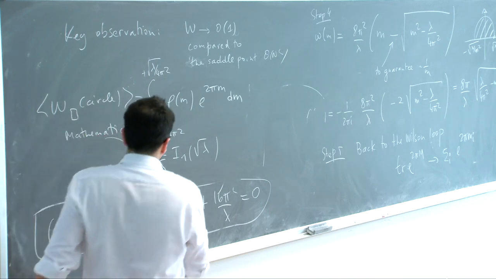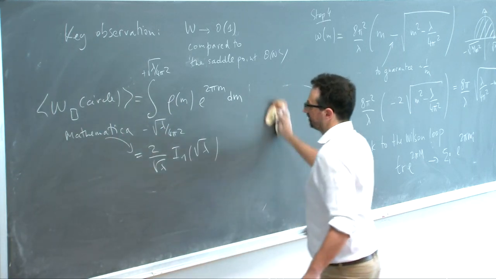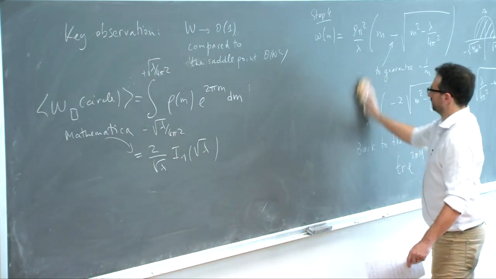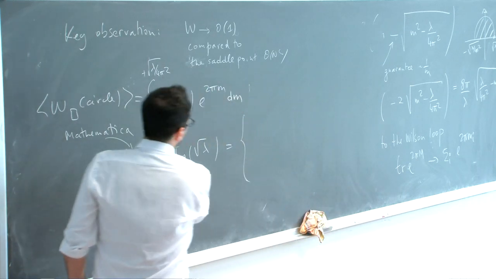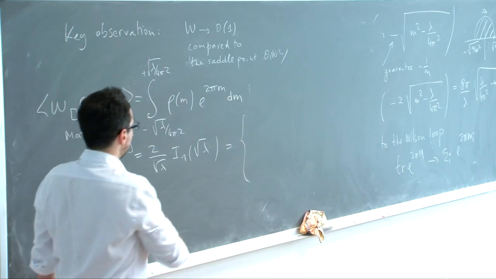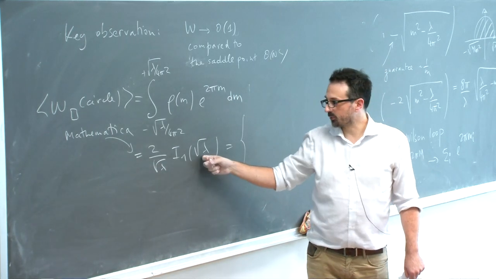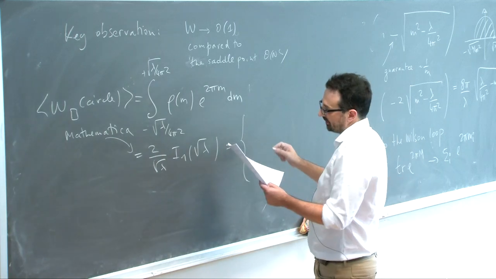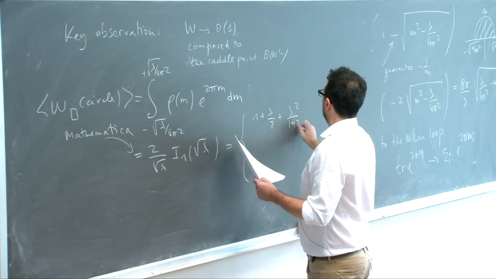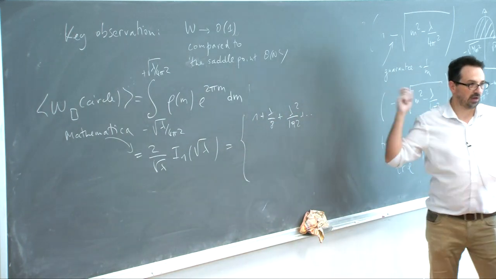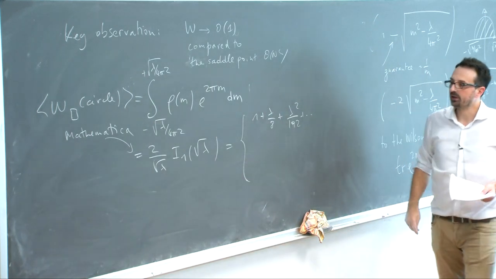Okay, now two comments on this result. There is a square root of lambda, which is kind of artificial, because if you expand this function, it is odd in the argument. So the square root of lambda is going to cancel all the time, and this is in fact going to be 1 plus lambda over 8 plus lambda squared over 192 plus, so it's going to be an even power expansion.